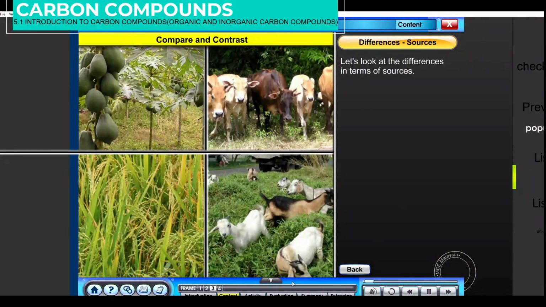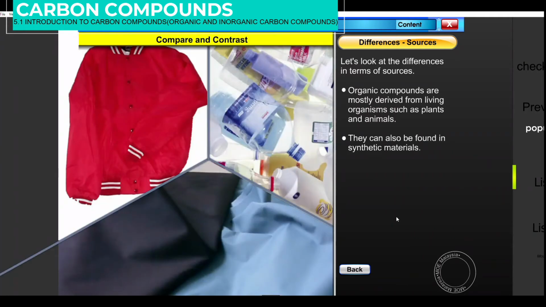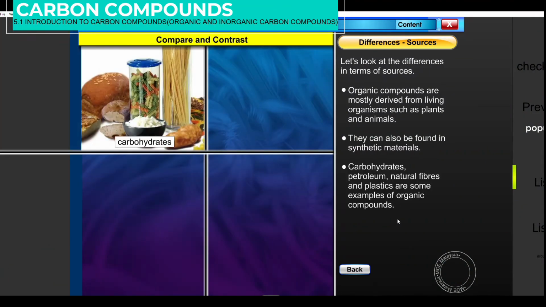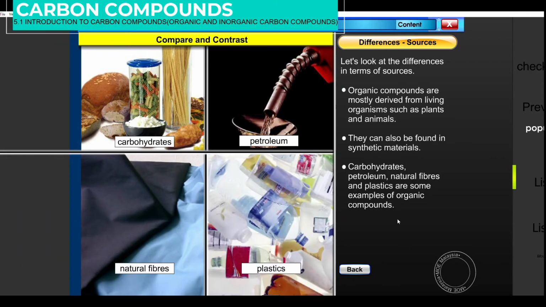Let's look at the differences in terms of sources. Organic compounds are mostly derived from living organisms such as plants and animals. They can also be found in synthetic materials. Carbohydrates, petroleum, natural fibers and plastics are some examples of organic compounds.